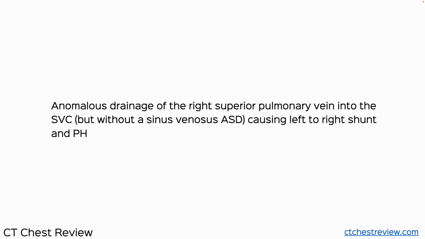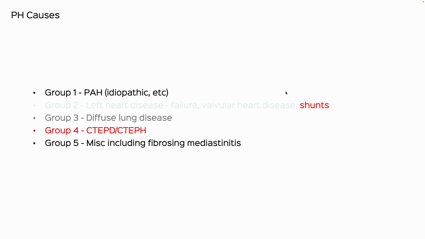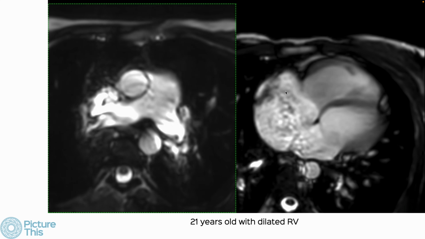This had been missed on 3 prior CTPAs, and I did a post on ctchestreview.com to just ask, why do we as radiologists miss these when that's literally our job? You have a patient who's come with PH for a CTPA. You're supposed to look for shunts. You're supposed to scroll up and down and look for them, and that's when you'll find them.